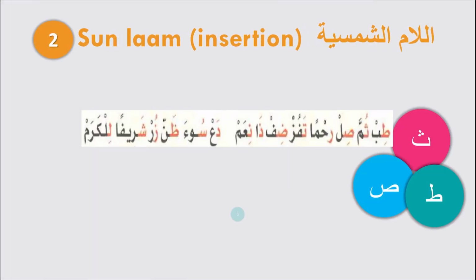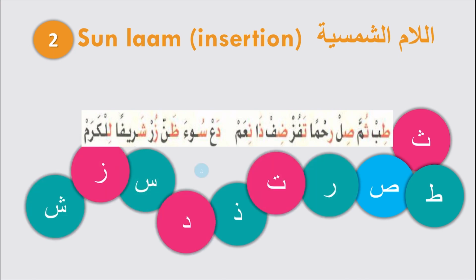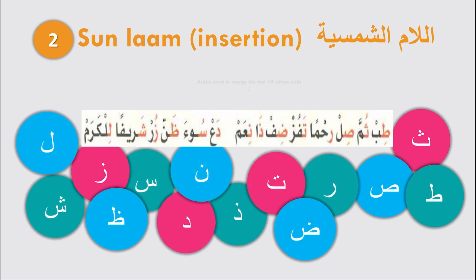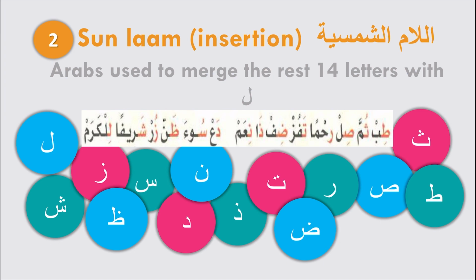And about the lam shamsiyya, it is the lam when it is followed by the beginning letters of this poem part: طب ثم صل روح من تفز ضف ذا نعم دع سوء ظن زر شريفا للكرم. If you find this part a little bit hard for you, you can just memorize ابغي حجك وخف عقيمه, and the opposite of that is going to be lam shamsiyya.